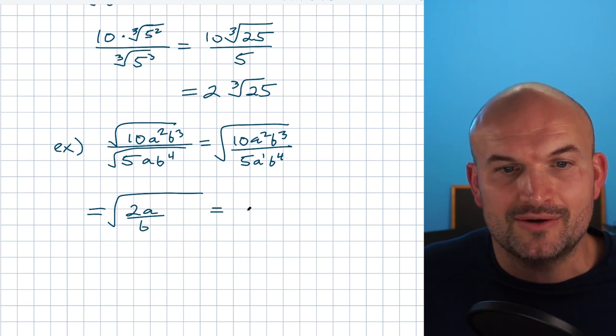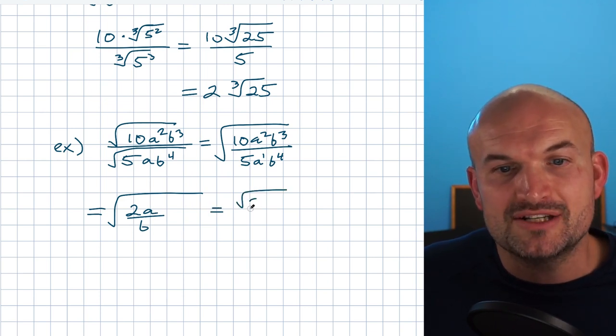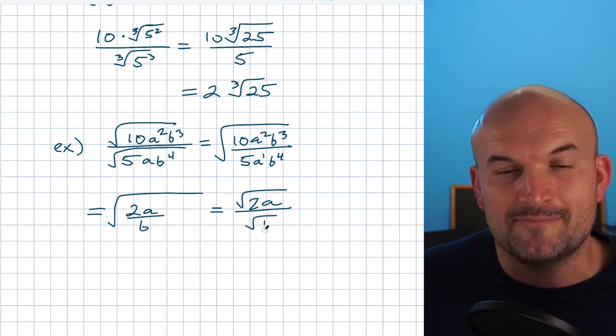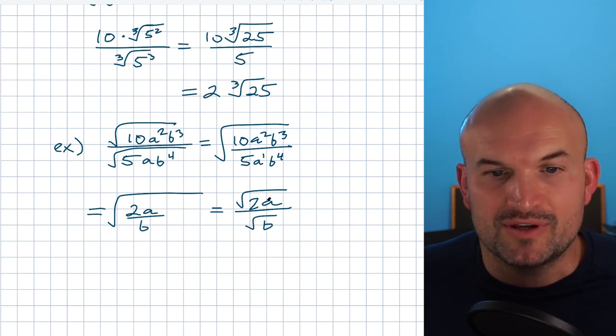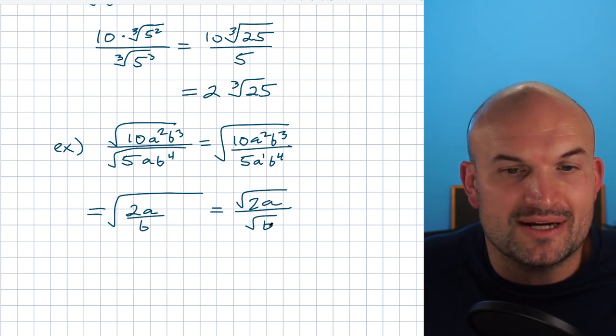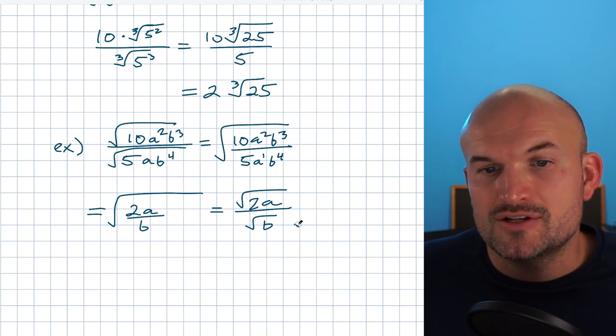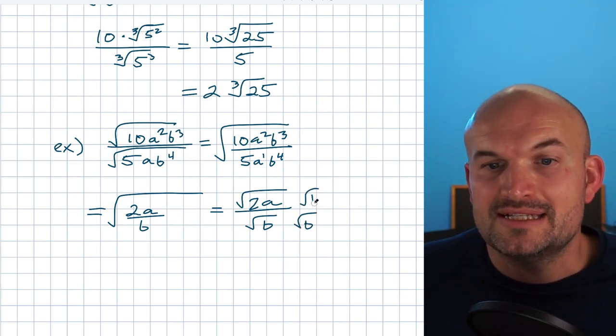Well, now what I can do is I can rewrite this. I can go back to splitting it up. So that's going to be the square root of a over the square root of b. Now we're just into rationalizing the denominator with one term, right? And again, how do I simplify this square root of b? To get rid of that, I want that to be a b squared. So I'll multiply by the square root of b on the top and the bottom.